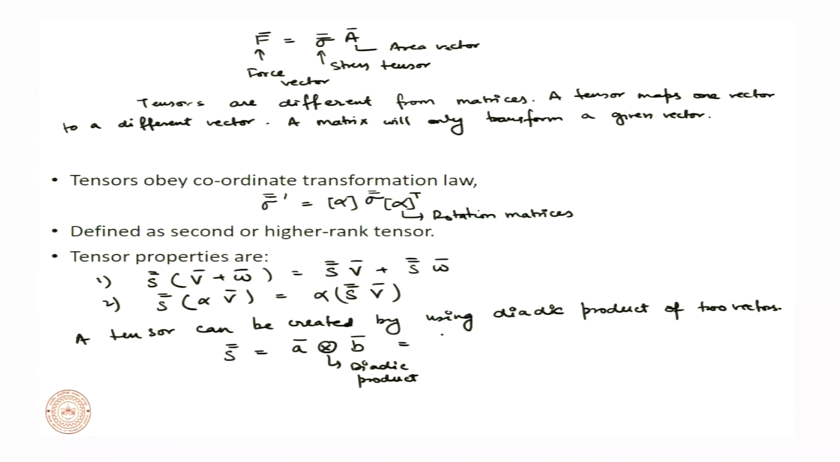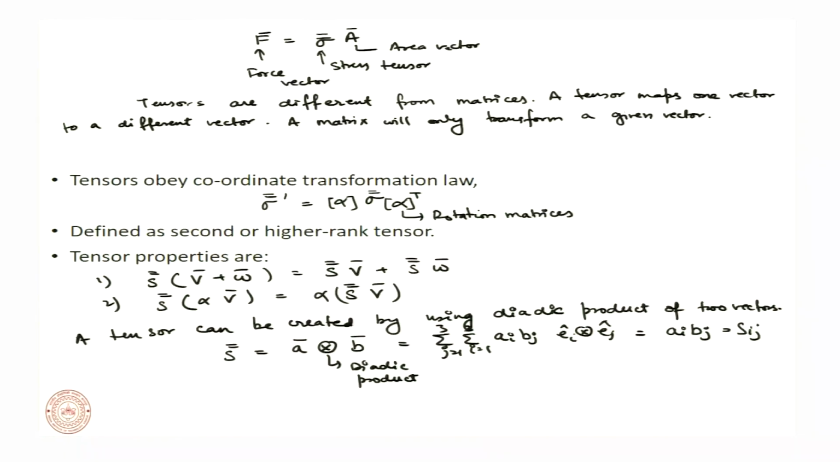What it means is it is summation over i, summation over j from 1 to 3, from 1 to 3, ai bj, ai cross j. In index notation, it is just ai bj equals sij. All right, so this is a dyadic product.